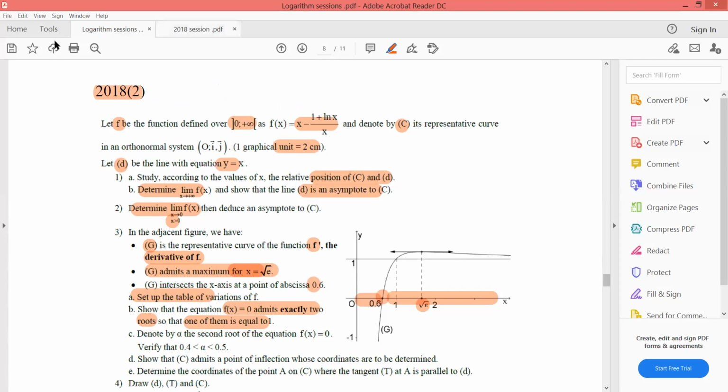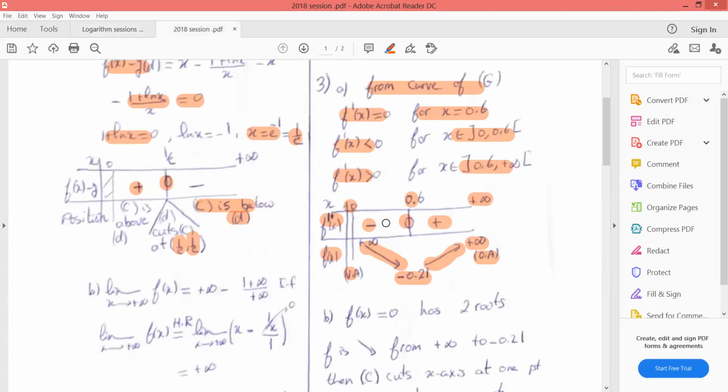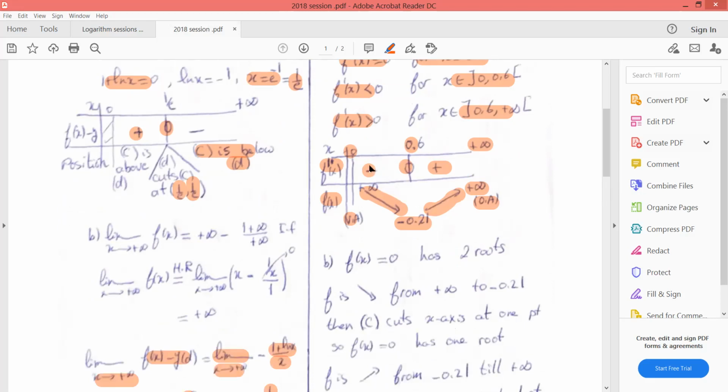Now, if we go back to the table of variations, we notice that in the interval 0 to 0.6, f is continuous and decreasing from plus infinity, a positive value, to a negative value, minus 0.21. Then the curve C, since we go from above the x-axis to below the x-axis, will cut the x-axis at one point. So f(x) equals 0 has one root between 0 and 0.6.